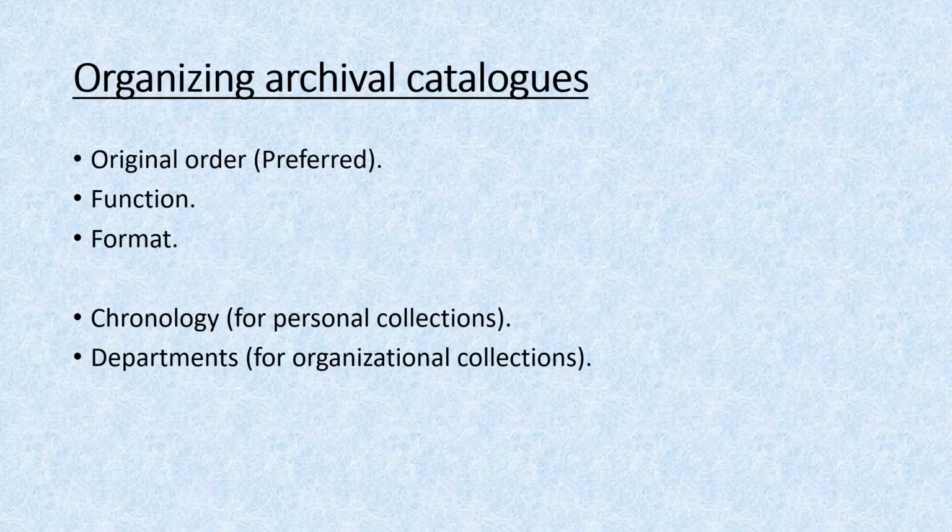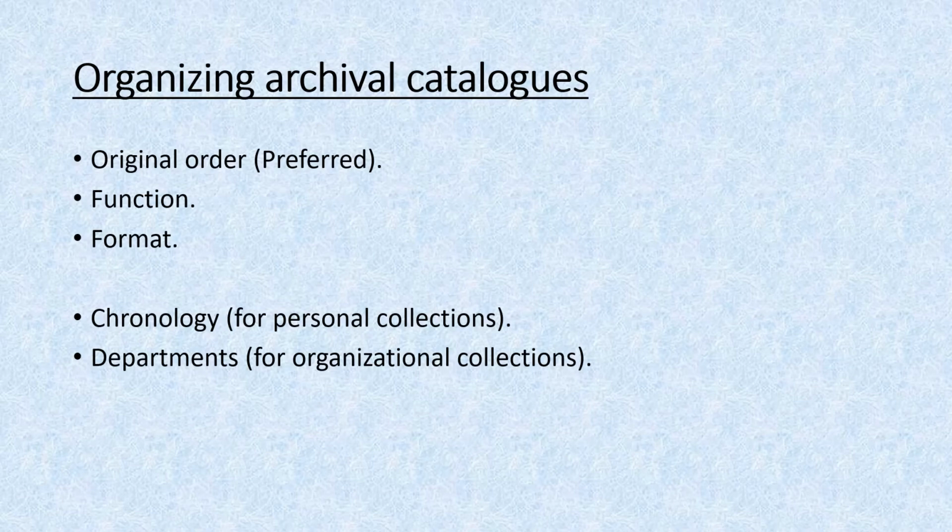Okay, so a quick word about organising archival catalogues. Essentially, you usually want to preserve a catalogue in as close to the order as you received it. This is very much preferred. Sometimes, though, this isn't possible, and if not, the next best thing you might want to look at is function. So that's where you look at individual records, you consider why they were created, and you try to organise them across those functional reasons or those functional identifications.